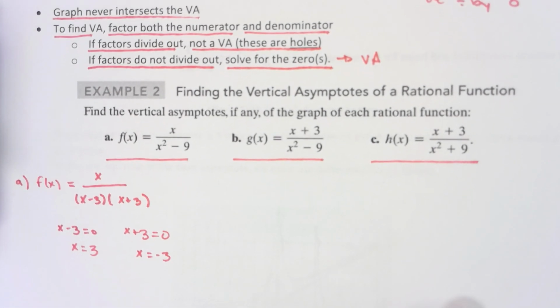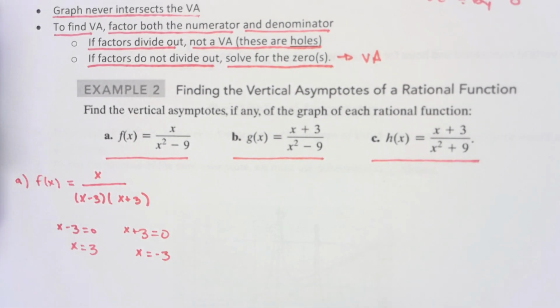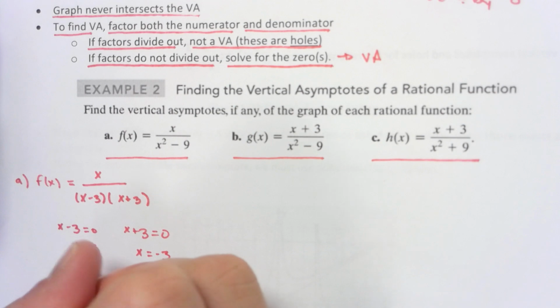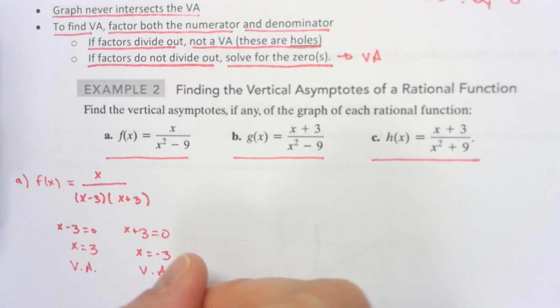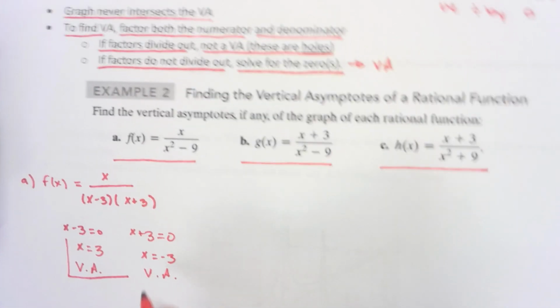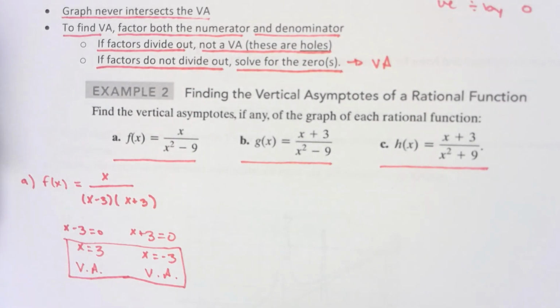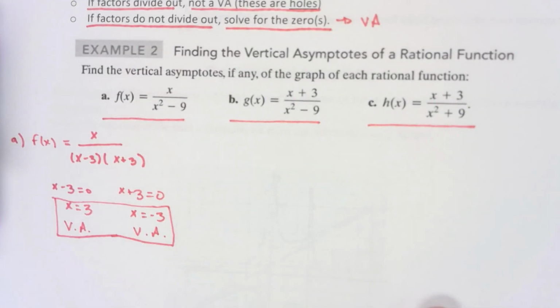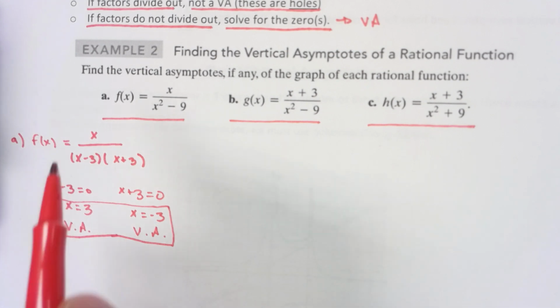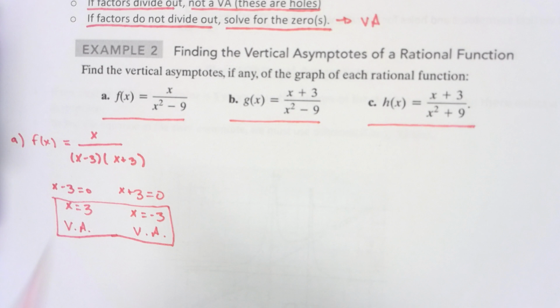Now these are values that we are actually excluding from our domain. They're values that make us divide by 0, which is a problem in the algebra. And that's what creates a vertical asymptote. Okay, so these are the equations of both vertical asymptotes for this graph. And again, they're vertical asymptotes because the factors do not divide out anywhere. Had we had another x minus 3 on top and on bottom and those factors divide out, we would then have had a hole there.